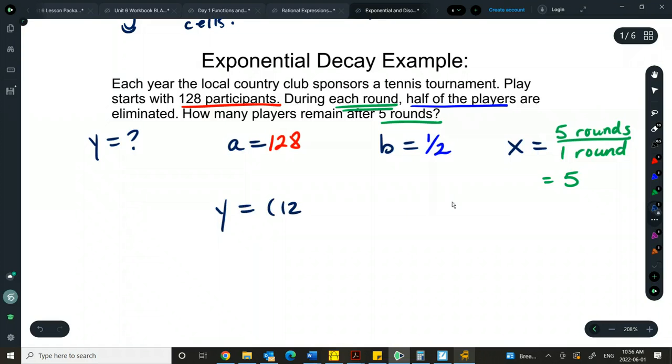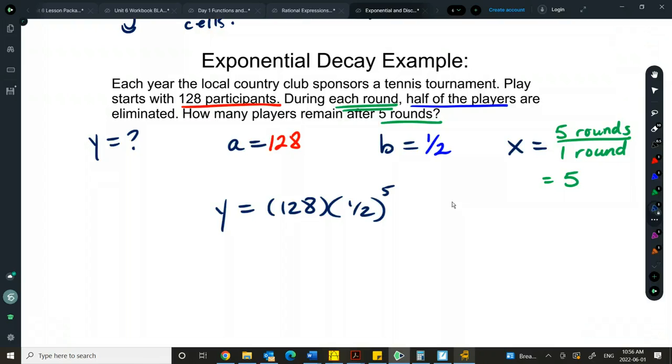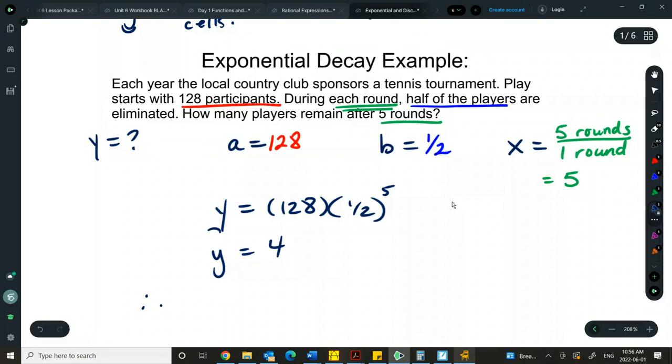So again, very straightforward example here. We're just going to plug in and calculate, making sure that we follow BEDMAS rules. So exponents first, and then you can multiply by 128. And I'm getting 4. Okay, so therefore after 5 rounds, 4 players remain.